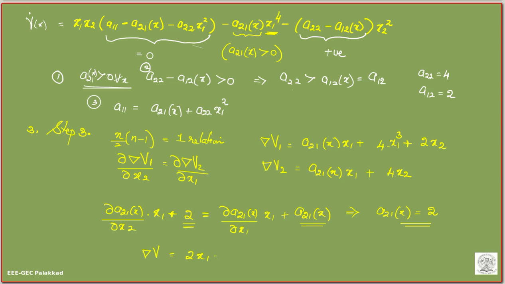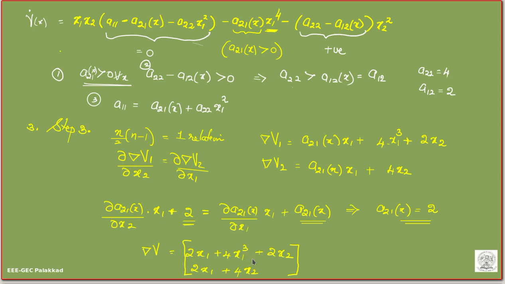Okay, so finally I can have del v as 2x1 plus 4x1 cube plus 2x2, and 2x1 plus 4x2. So now what is the next step? We got all the coefficients by applying the curl equations. Now we will go on to the fourth step, to generate the Lyapunov function.